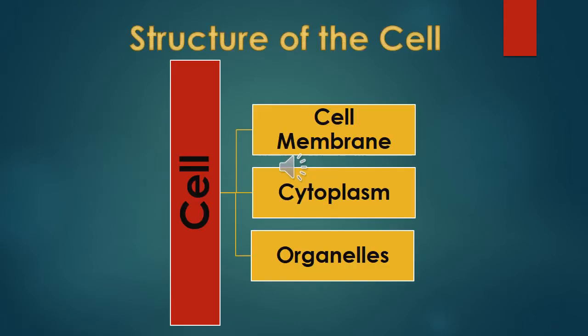Now today we are going to study the structure of the cell. Under the structure, the three most important parts are the cell membrane, or the outer covering of the cell, then the fluid filled inside the cell called the cytoplasm, and we'll be studying about the different organelles present inside the cell.